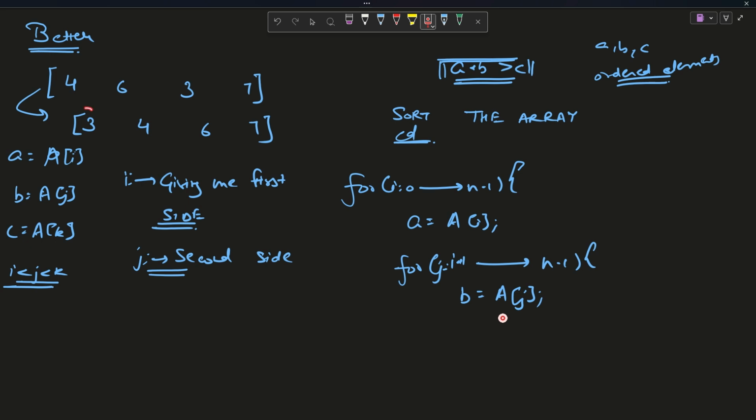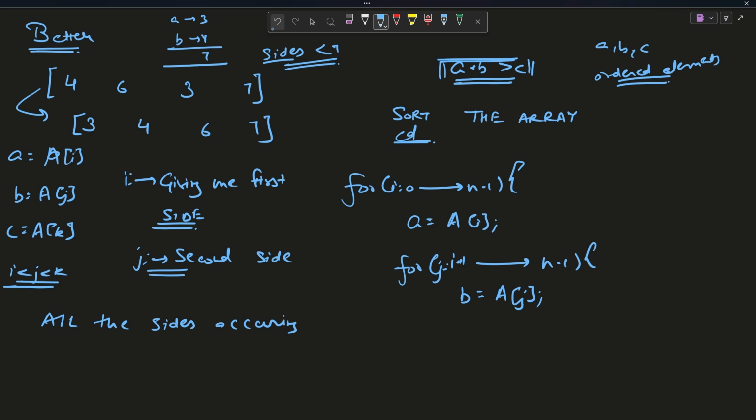Okay, now suppose A is here, B is here. I'm saying A is 3, B is 4. That means the sum is 7. I want all the sides where the side length is less than 7. That is the case. All the sides occurring after j, where a plus b is greater than the side length.